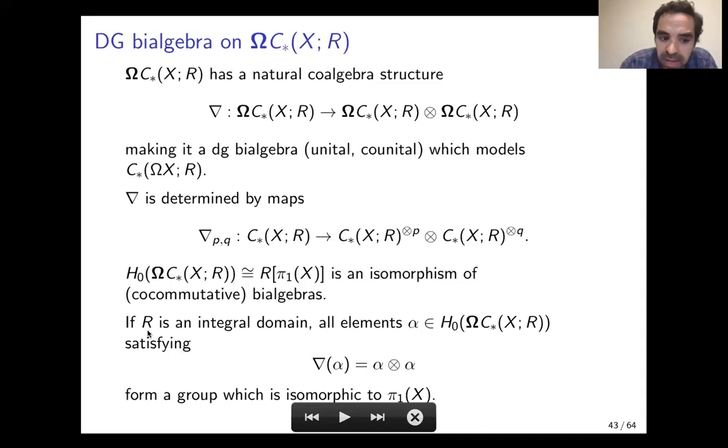And now, under the assumption that R is an integral domain, which we should assume all the time in this talk, it turns out that the elements in this zeroth homology of the Khobar construction which satisfy this quadratic equation, where nabla is the map induced by this coproduct, form a group, and moreover, this group is isomorphic to the fundamental group. I'm just applying the group-like elements functor to this bialgebra here. And when I do that, I obtain the fundamental group. So this is just an explanation of the fact that the algebraic structure of the chains on any space determines the fundamental group through this process.